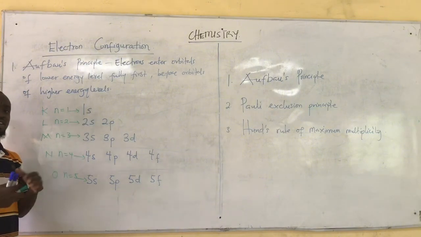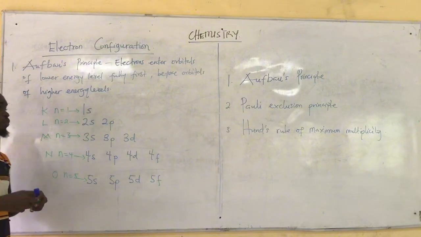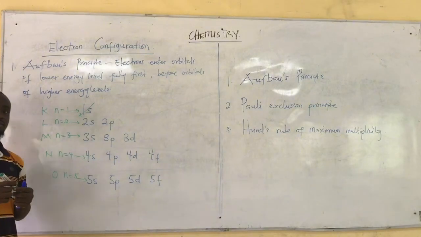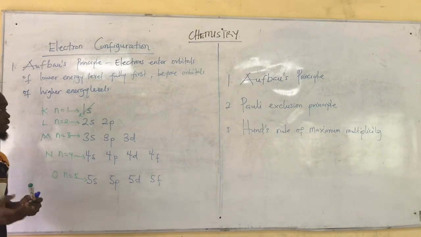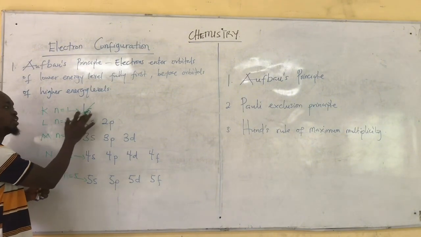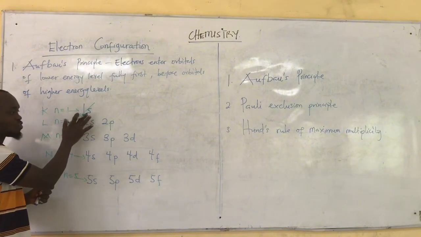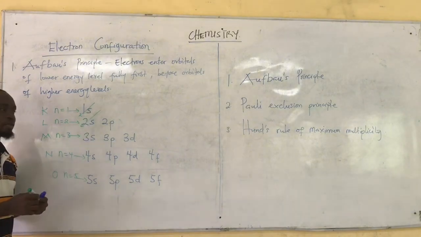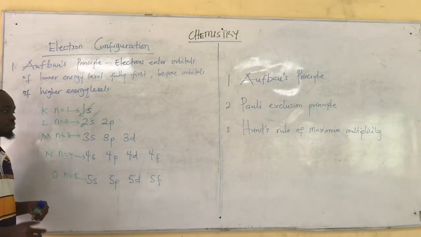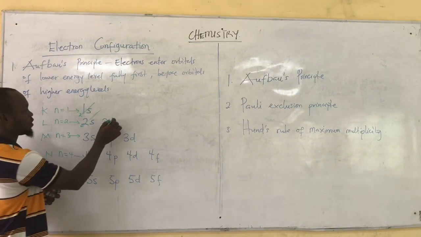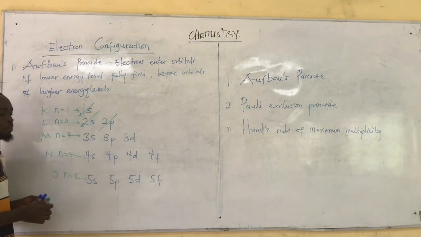So always, if we want to arrange electrons in orbitals, we must fully fill the 1s orbital first before we can move on to the next one. The next one to fill here is the 2s orbital. Once we're done fully filling the 1s orbital, the next thing we can fill is the 2s orbital. Once we are done filling the 2s, the next orbital we can fill is the 2p orbital.